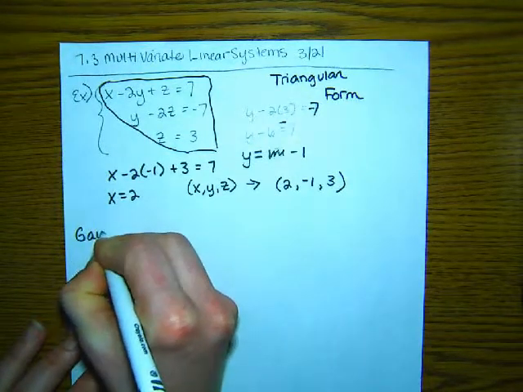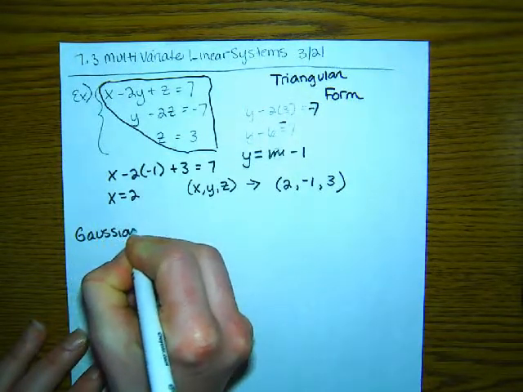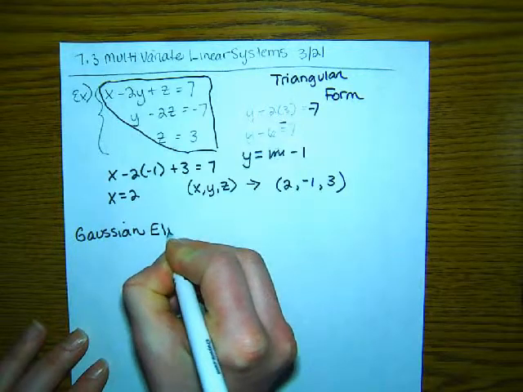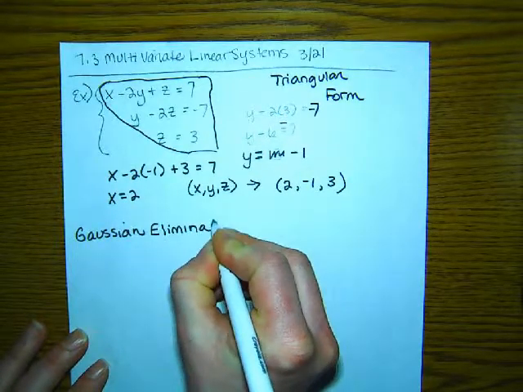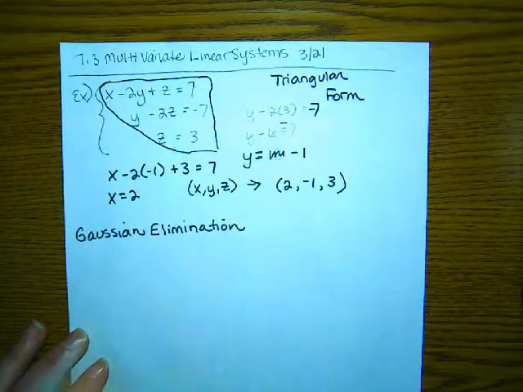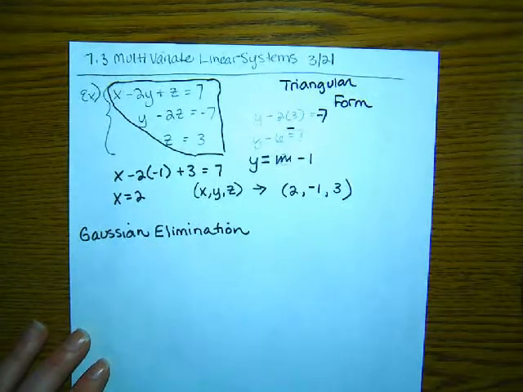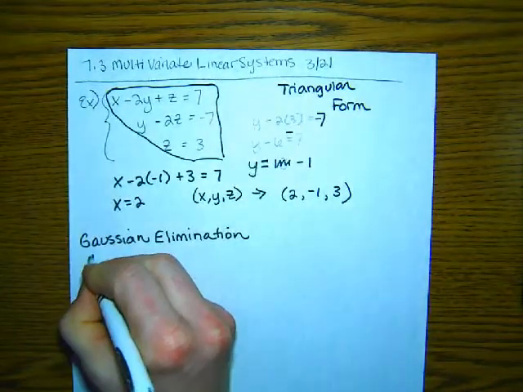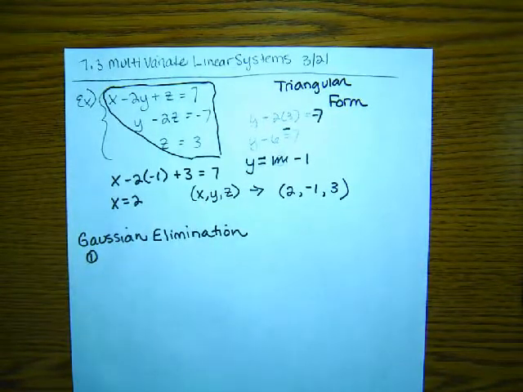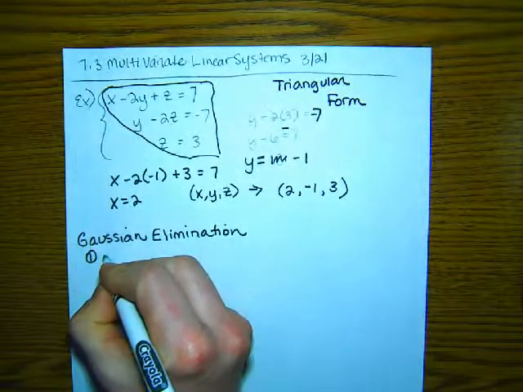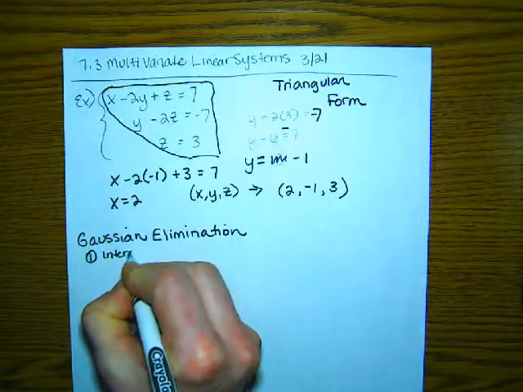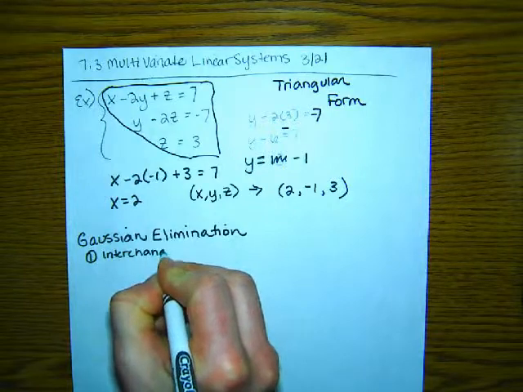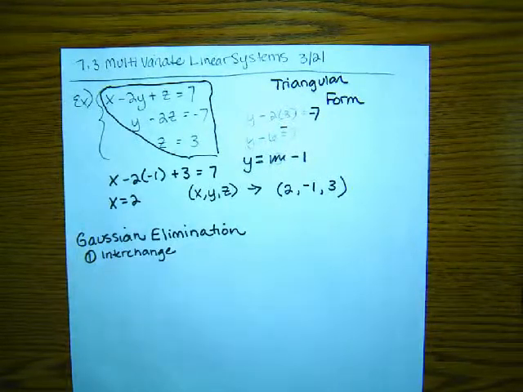Let's talk about Gaussian elimination, because this is going to be the process we're going to use to get our systems into triangular form. Okay, so here are the rules, I'll say, for Gaussian elimination. Number one, at any time, you may interchange any two equations of the system.